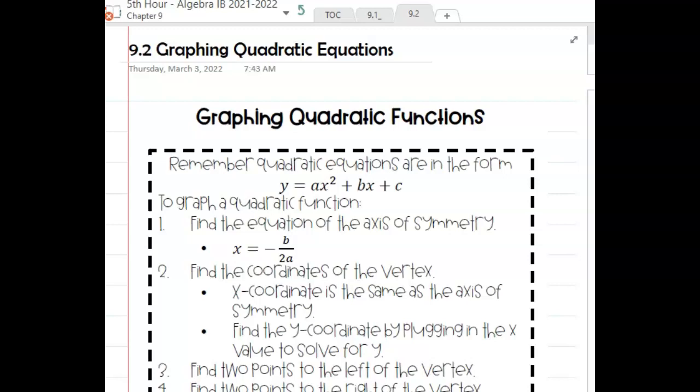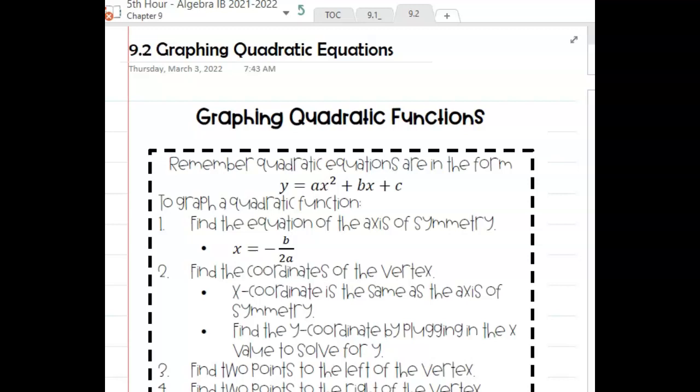Yesterday was all about the vocab, okay? And just getting familiar with whenever I say vertex, what am I talking about? When I say axis of symmetry and the domain and the range, that's the big important thing from yesterday. But what we're doing today is we're actually going to talk about how to graph a quadratic function.